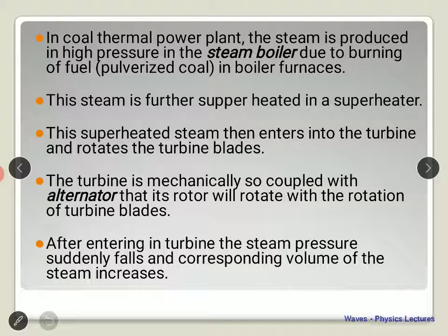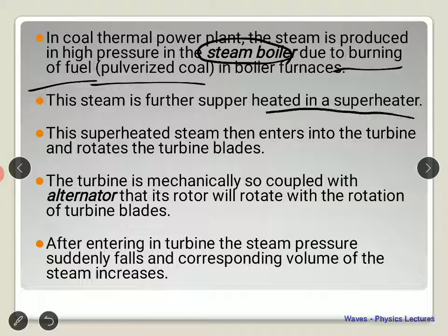So in a coal thermal power plant, the steam is produced at high pressure in a steam boiler. So we need to know what a steam boiler is, and we will look into that. Now this steam is generated due to the burning of the fuel, which is the pulverized coal. So this steam is further superheated in a superheater. That steam already has a lot of pressure within it, but we heat it further using a superheater to generate even more pressure, so that the turbines can generate more electricity.